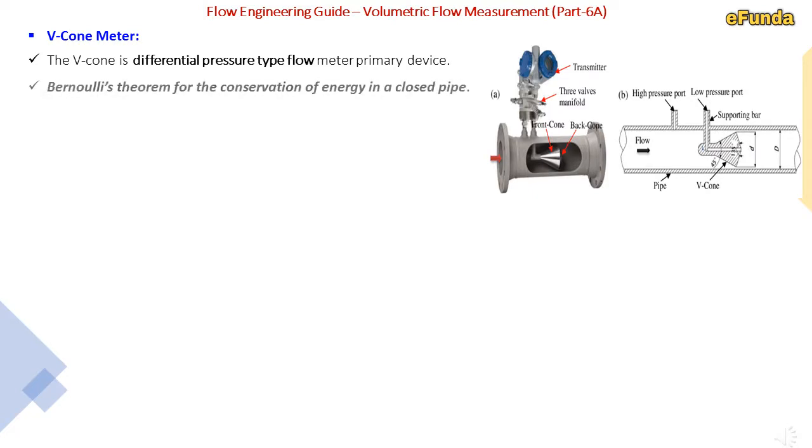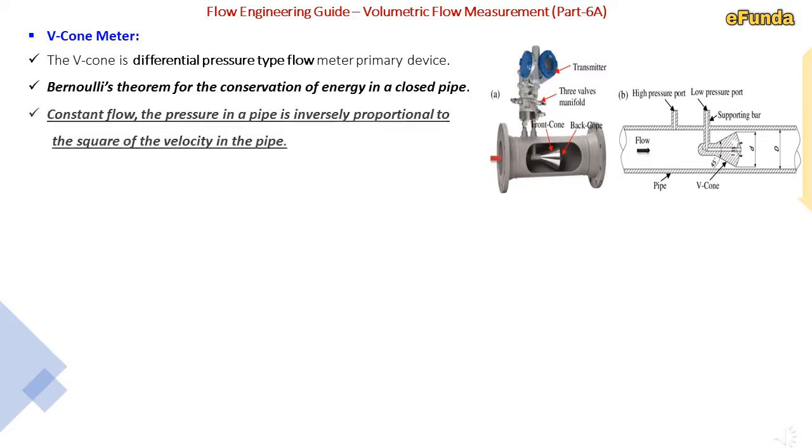Now the principle and theory behind this is Bernoulli's theorem for the conservation of energy in a closed pipe. This states that for a constant flow, the pressure in a pipe is inversely proportional to the square of the velocity in the pipe. Simply stated, the pressure decreases as velocity increases.